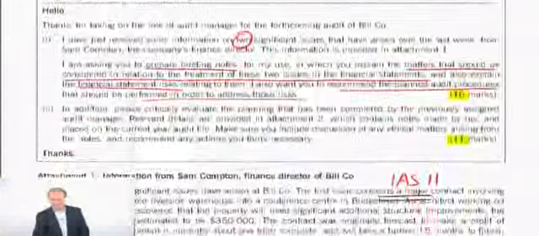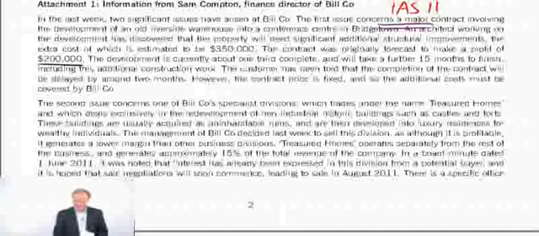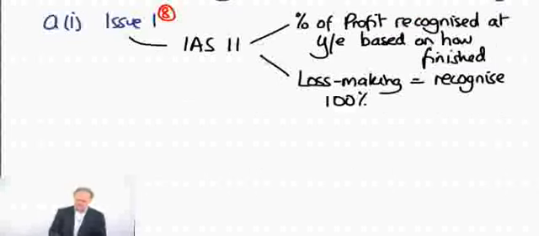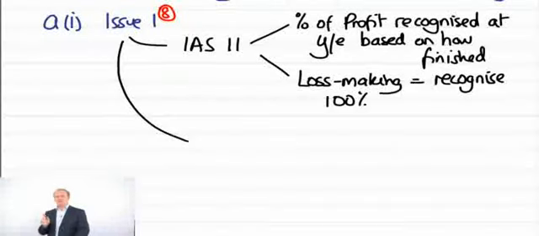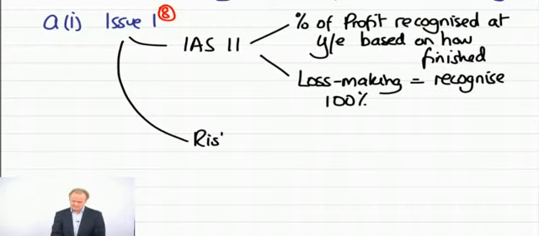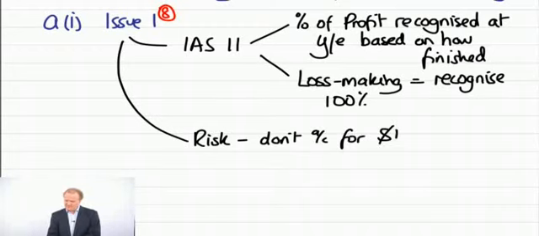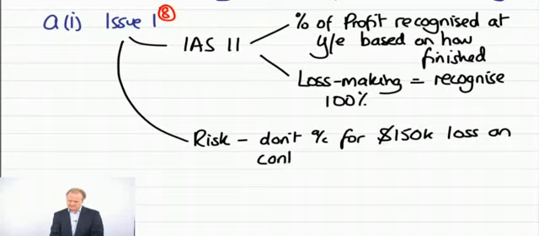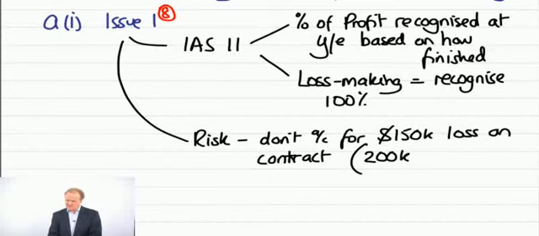Whoops, don't need to do that, do we? Because we're on a separate page. So, coming down here, I've identified a relevant accounting rule. Is there a risk they get it wrong? Yes, because the risk is that they don't account for the $150,000 loss on the contract. So the original profit would have been 200k. There's now an extra cost of 350.